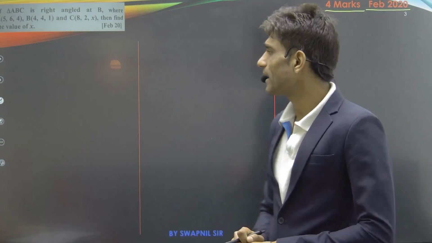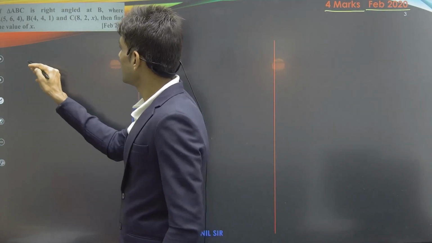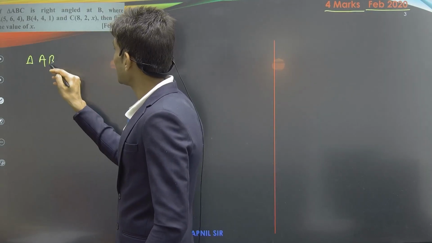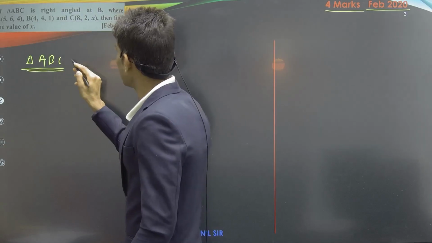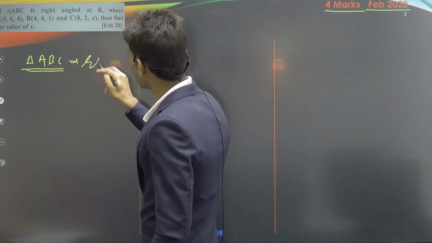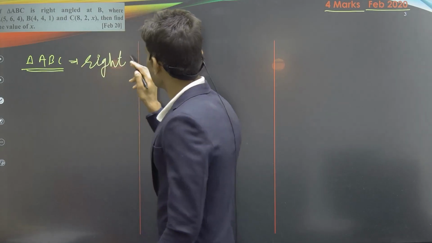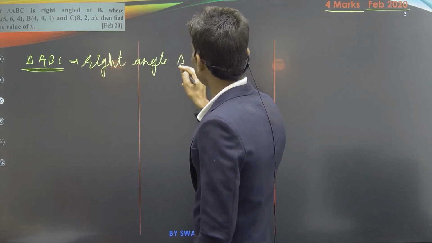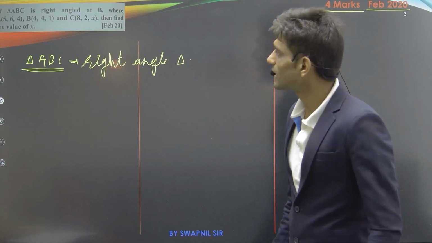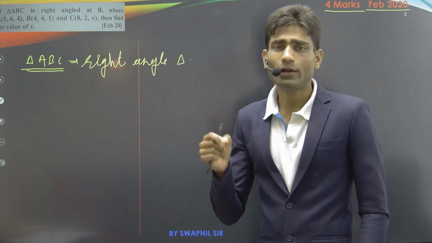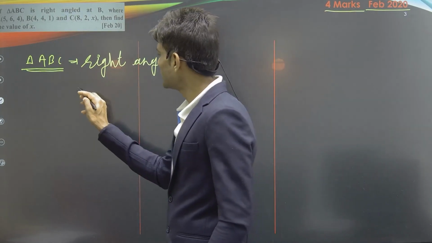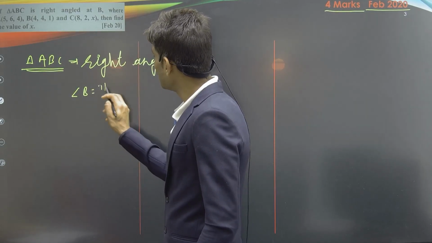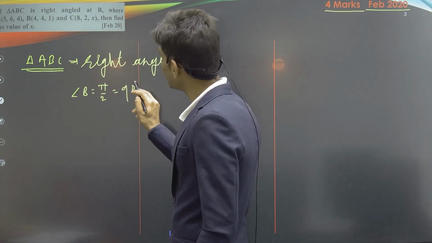We have been given triangle ABC, which is a right angle triangle. But at what point? At point B. Angle B is given as pi by 2, that means 90 degrees.